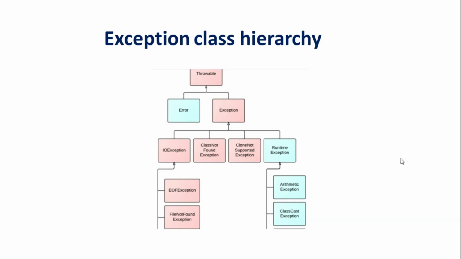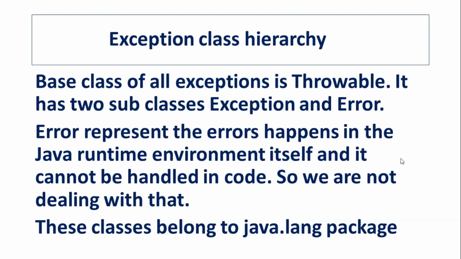In Java, exceptions are modeled as classes. So we have a superclass Throwable, then we have two subclasses, Error and Exception. Under Exception we have exceptions like RuntimeException, IOException, ClassNotFoundException, and so on. So the base class of all exceptions is Throwable, and it has two subclasses, Exception and Error.